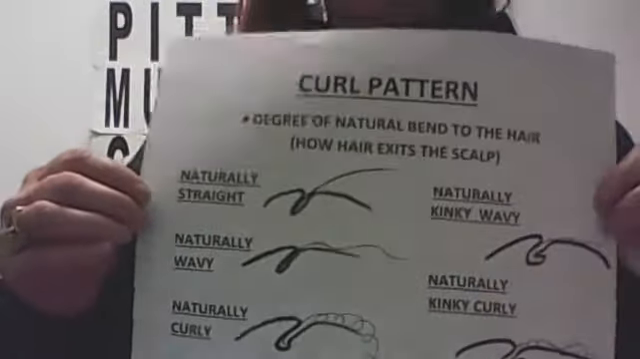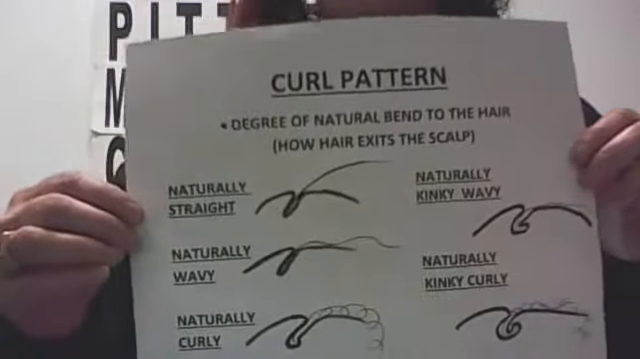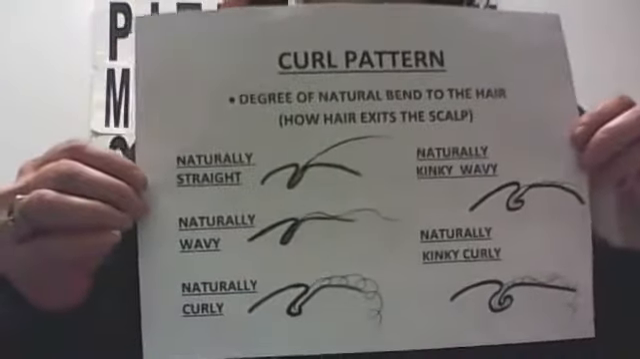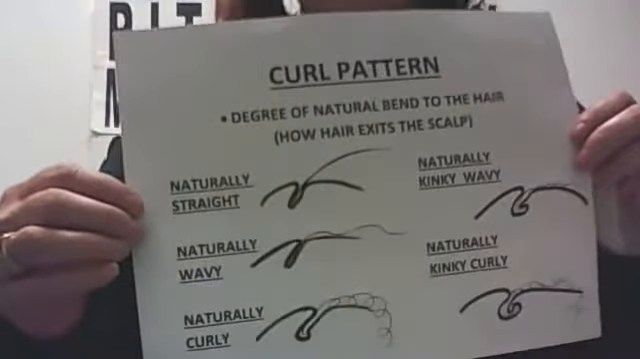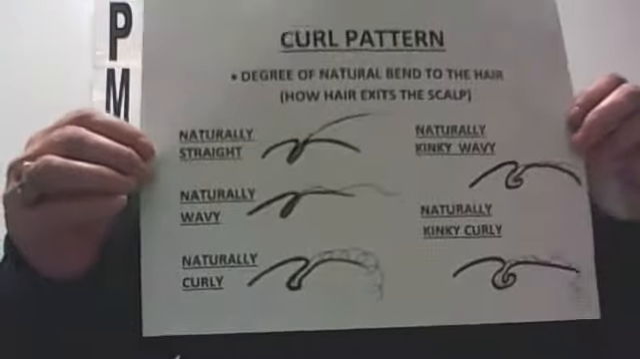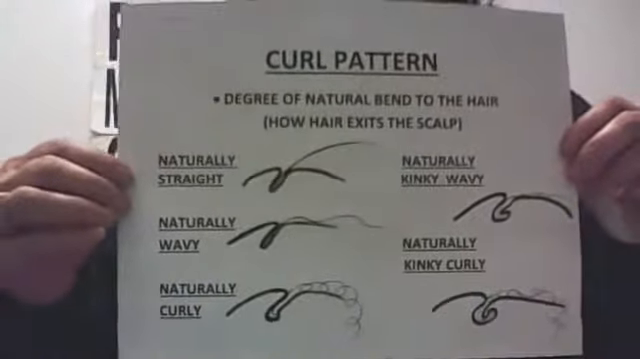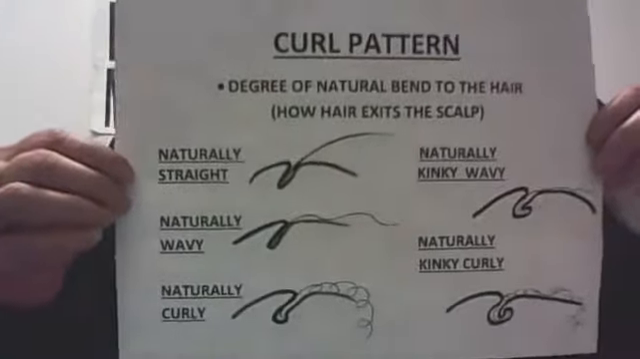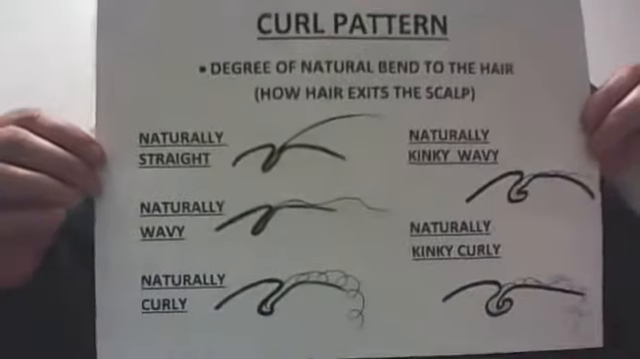Remember, another thing about these curl patterns is that on one head, you may have all of them, or a couple of different ones. It depends on the person. Sometimes somebody may have naturally curly hair on the top of their head, and in the back it might be kinky wavy. It depends on everybody, and everybody is different. Because the curl pattern is different on different people, and in different areas of your head, there could be variations in your styling techniques and the things that you use while you're doing a service on someone with different curl patterns in their head.